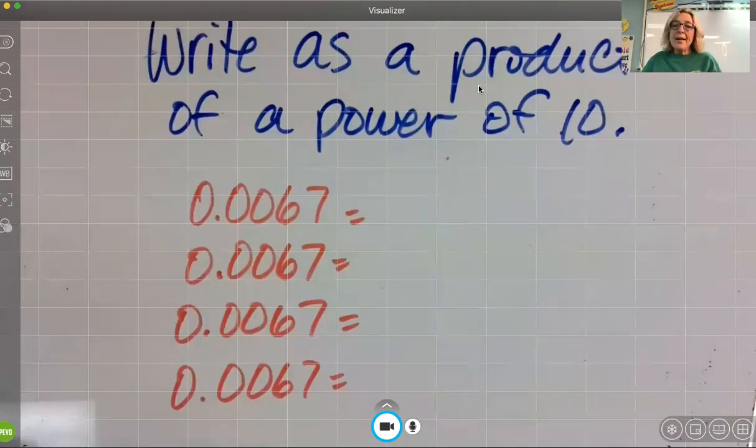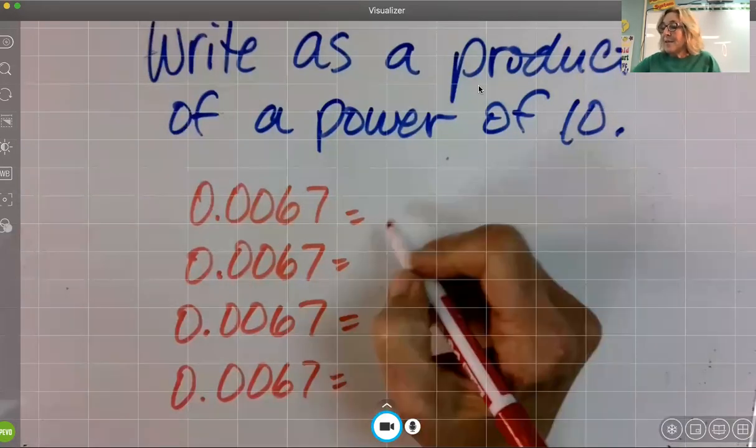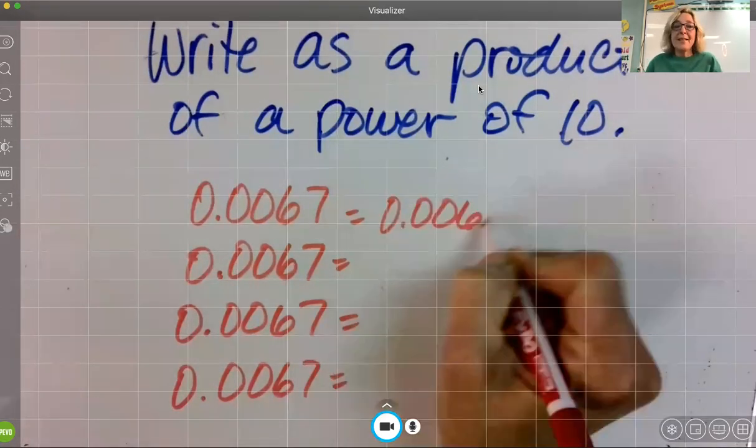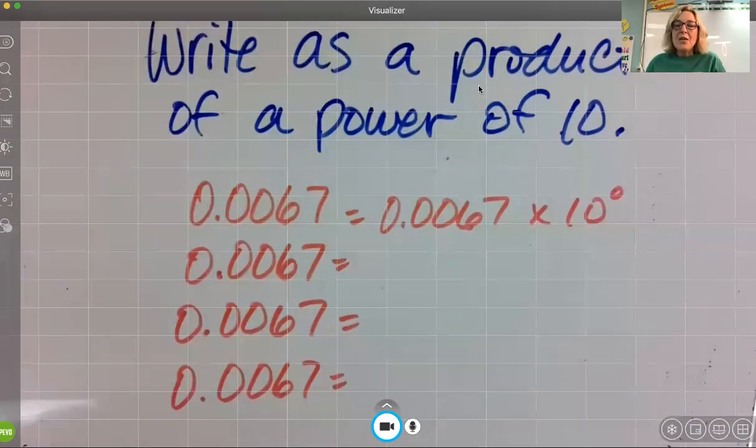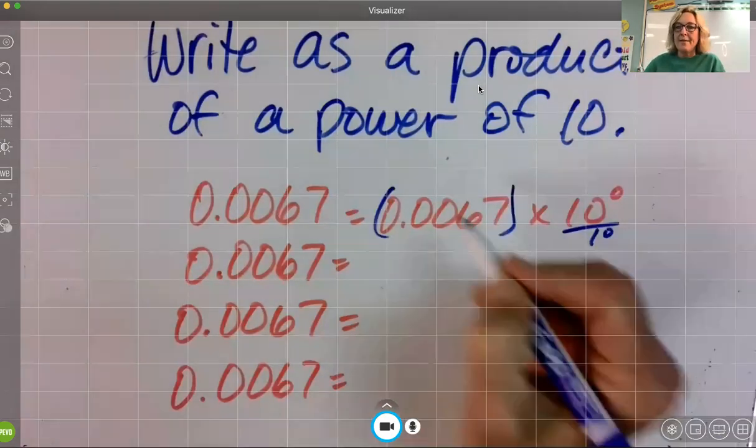So now let's do it again. Let's do it with a different kind of product though. So our product that we're trying to get to is 67 ten-thousandths. Okay, so you can always start with it as is times 10 to the 0 power, right? Because anything times 1 gives you that same value. So now let's follow the pattern. What if we divide this by 10? That means we need to multiply the other factor by 10.